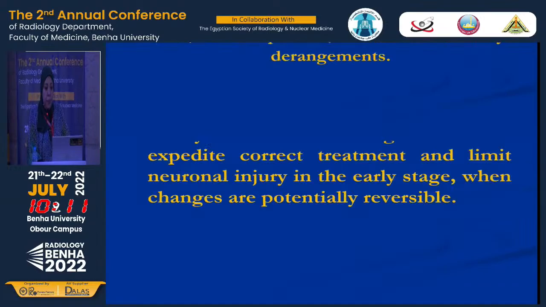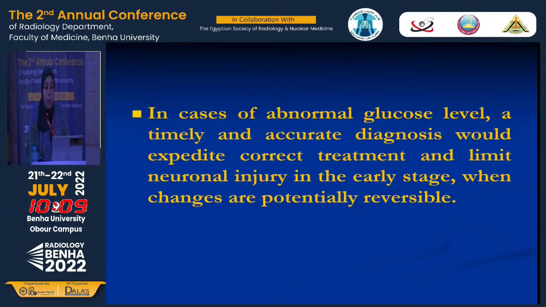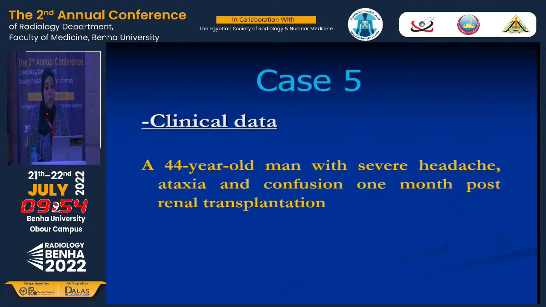imaging feature. So in any case with abnormal glucose level, a timely and accurate diagnosis is needed in order to start the correct treatment and to limit neuronal injury in the early stages, which could be irreversible in some situations. Case 5 is for a 44-year-old male with a severe headache, ataxia, and confusion 1 month post-renal transplantation.